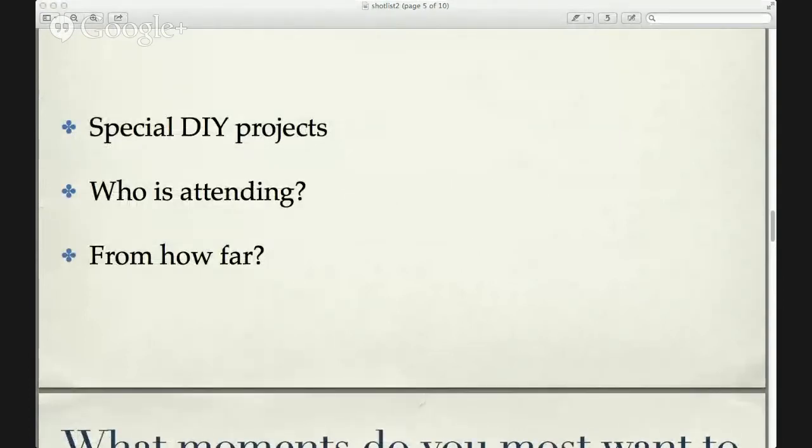Let's see. Yep. Great. Okay. So Linsegel asked, is it better to have one person in charge of all the cameras or let them float about? That's a great question.